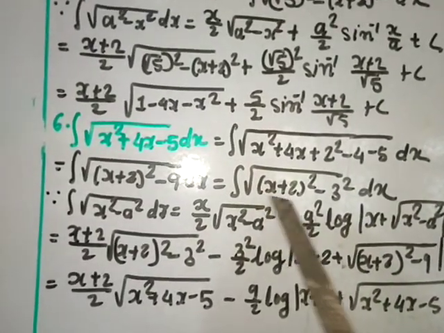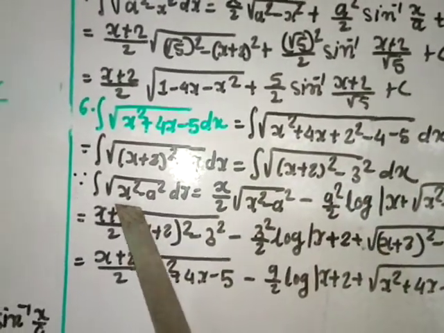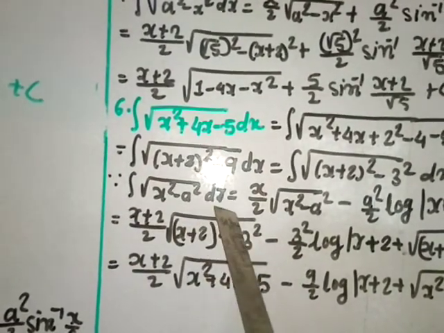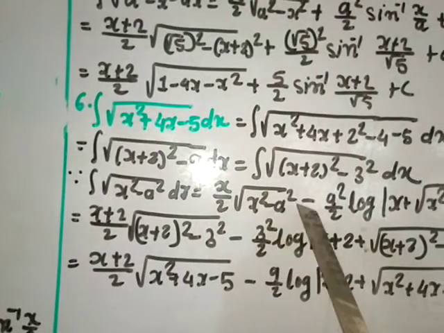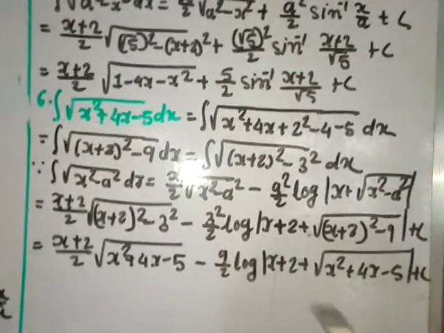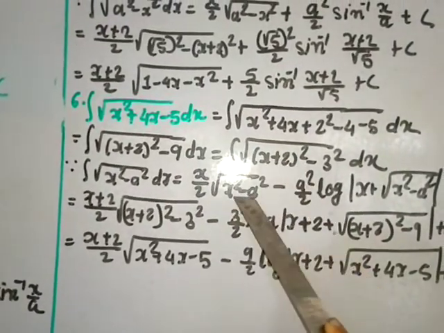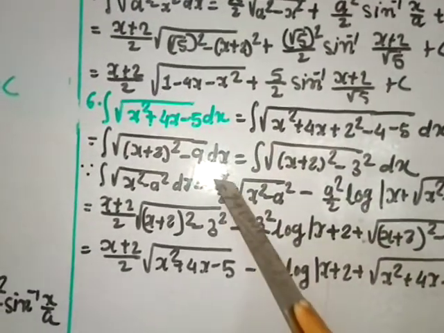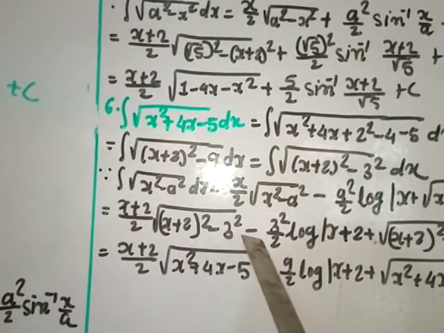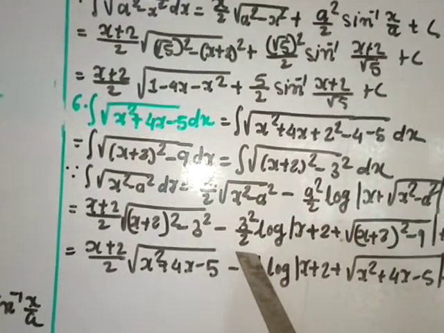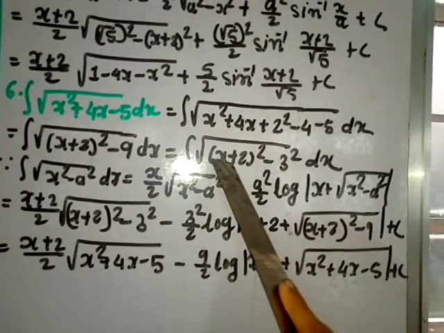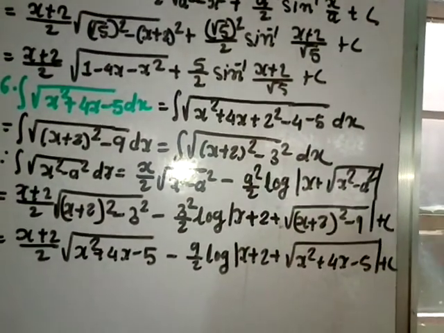So again this is like the x square minus a square form. So this is the identity: integral of square root of x square minus a square dx gives you x by 2 square root of x square minus a square, minus a square by 2 log of x plus square root of x square minus a square, plus c. Instead of x you have got x plus 2, and instead of a you have got 3. So just place it here: (x plus 2) by 2 square root of (x plus 2) whole square minus 3 square, minus 3 square, that is 9, divided by 2 log of (x plus 2) plus square root of (x plus 2) whole square minus 3 square, plus c.